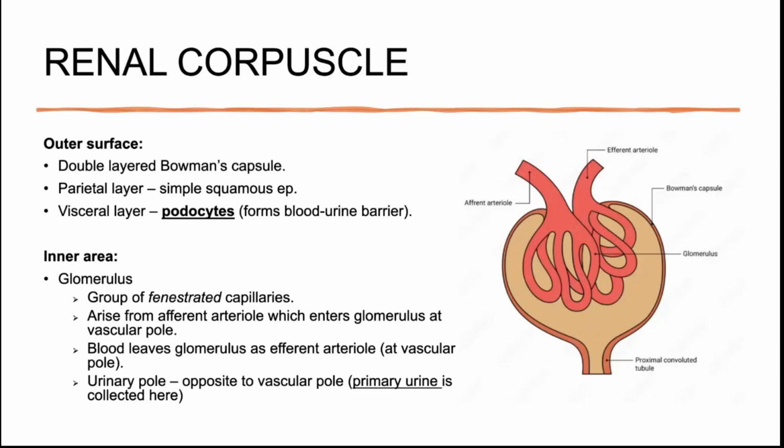So efferent is something that is going to be carrying a substance away or out, because it's exiting. So over here, the efferent arteriole is carrying the blood out of the renal corpuscle. The part where the afferent and efferent arterioles are located is called the vascular pole, and the area right opposite to it, like this part, is called the urinary pole, and this is where the primary urine is stored. All of the space over here, which you can see, is where the primary urine is stored.